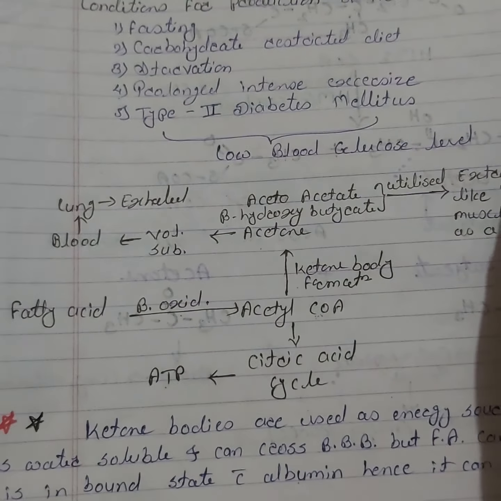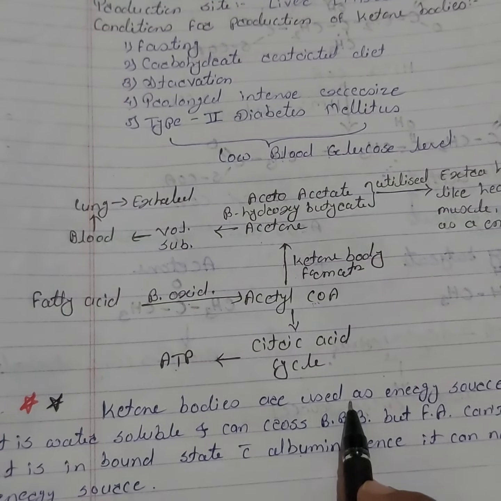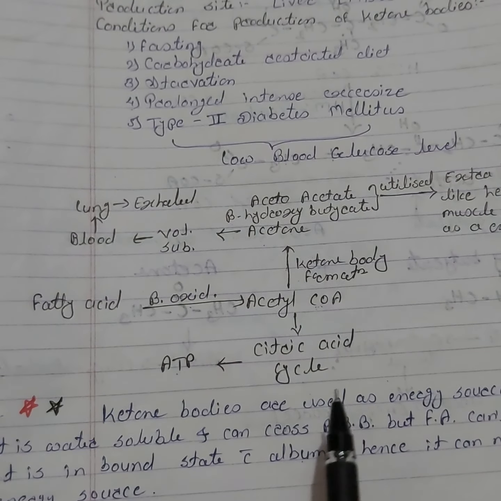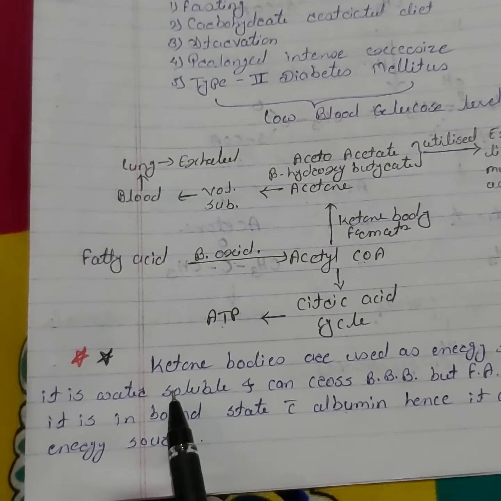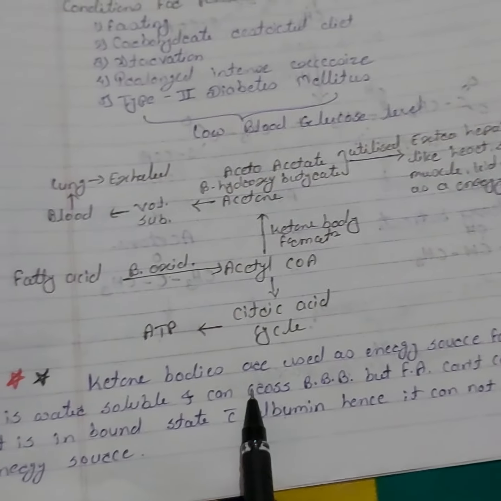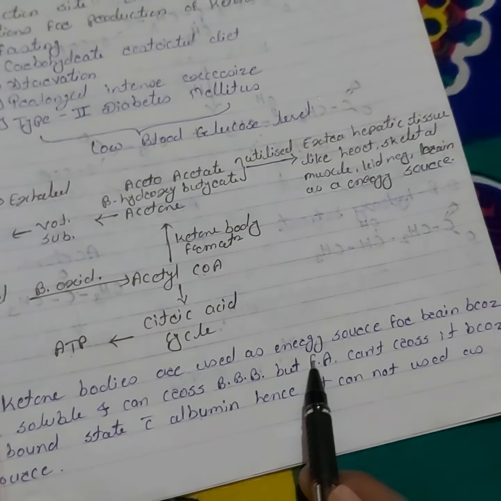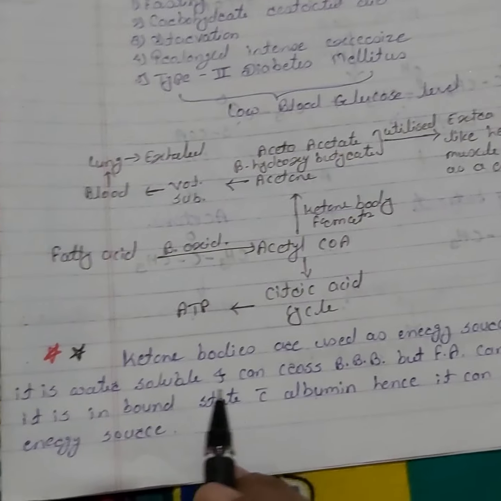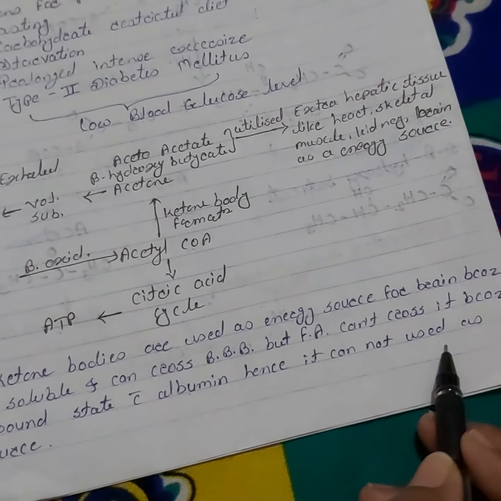Ketone bodies can be used as an energy source, but fatty acids cannot. Why? Because ketone bodies are water soluble molecules and can cross the blood brain barrier easily, but fatty acids cannot cross it because they are bound to albumin. Hence, they cannot be used as an energy source.